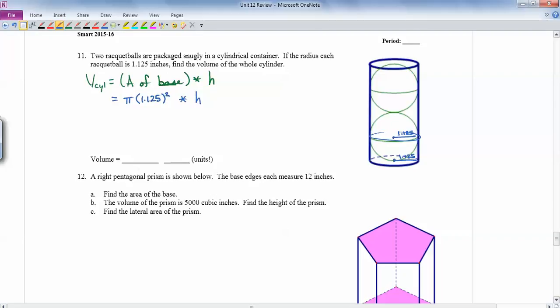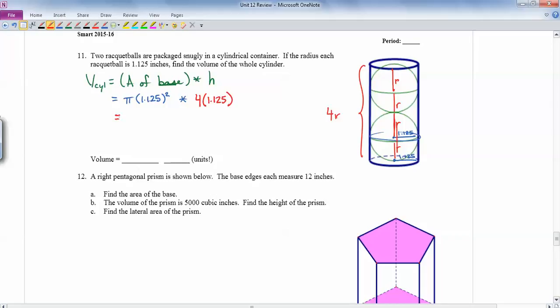And then we need the height. So here's the trick for the height. That's a radius, that's a radius, that's a radius, and that's a radius. So the whole height is 4 radii, right? Radius, radius, radius, radius. So 4r is the height, which is really 4 times 1.125.